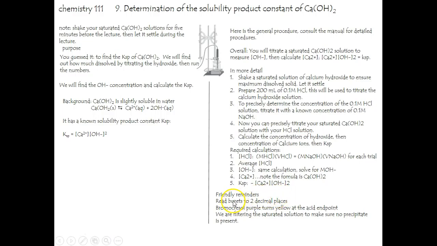Friendly reminders, read the burettes to 2 decimal places. The bromocresol purple turns yellow at the acid endpoint, and we will be filtering that saturated solution somewhere in the directions here, just to simply make sure that there's no precipitate present, and remind me that I will be demonstrating that filtration. All right, enjoy this lab.